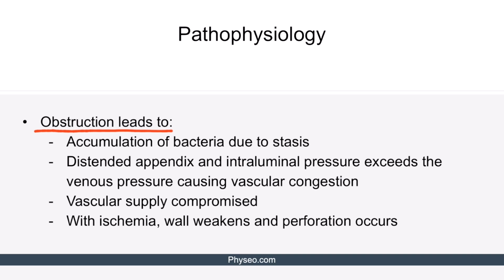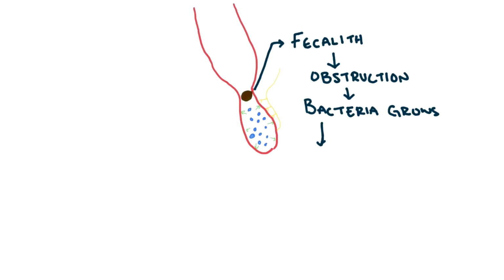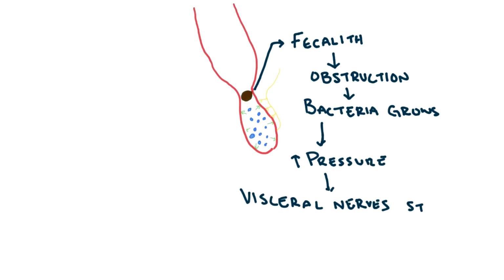When the lumen receives less blood supply than normal, ischemia may follow. Finally, the appendiceal wall weakens and complications like perforation can occur. Let's take a look at an illustration on the next slide to help emphasize some of these points. The presence of a fecalith in the lumen causes obstruction, leading to bacterial growth. Also, there is an increase in the intraluminal pressure, which stimulates the visceral nerves. This gives the classic presentation of acute appendicitis, which is right lower quadrant pain.